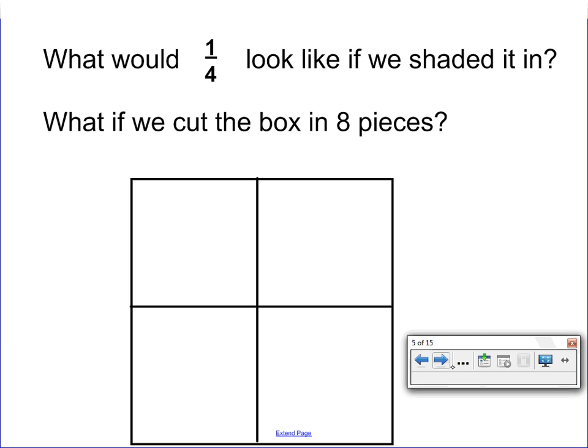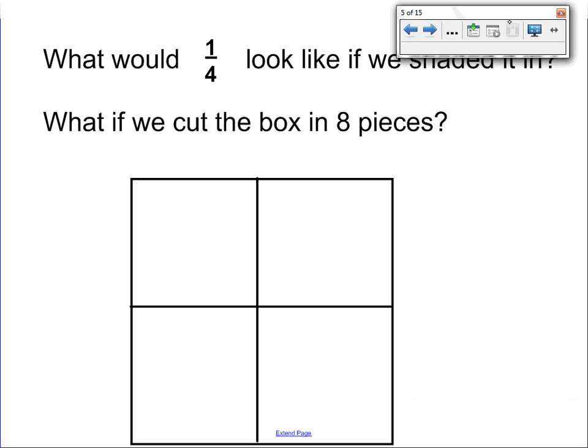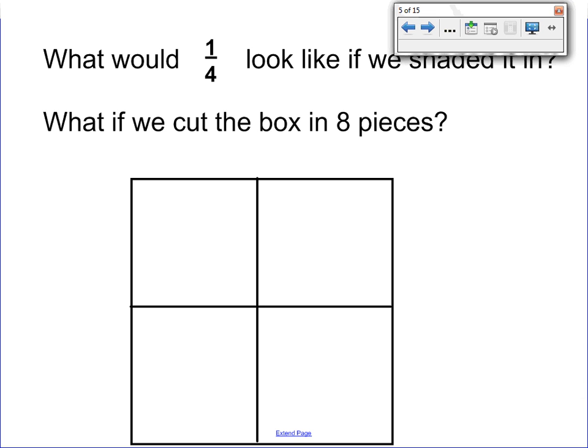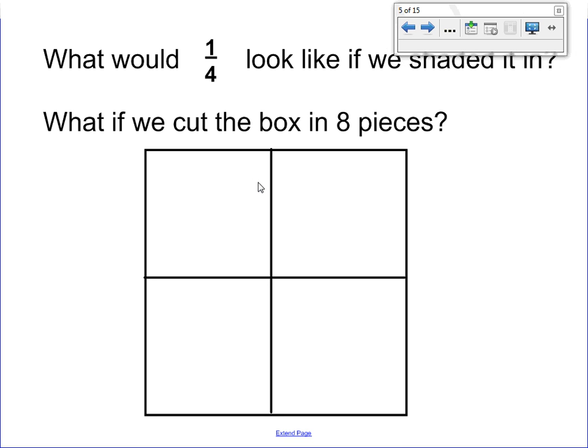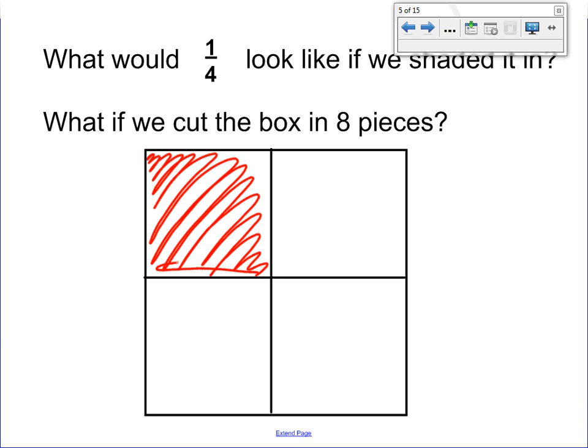And right here I've got a little bit of a model. I want to know what it would look like if we shaded in this box to represent 1/4. You can see I've got a box here that is broken up into 4 pieces. So if I'm going to make a model that looks like 1/4, I'm going to shade in 1 out of the 4 pieces. Now, you'll have to forgive me. I'm not going to spend the time to shade this in perfect. But notice 1/4 is represented here now by having 1 out of the 4 pieces shaded in.